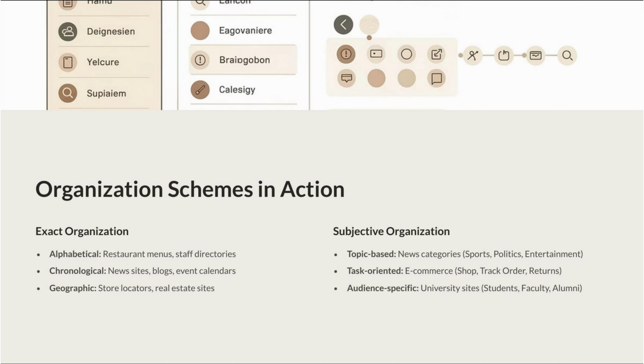Organization schemes are crucial for effective information architecture. Exact organization includes alphabetical systems like restaurant menus, chronological systems like event calendars, and geographic systems like store locators. Subjective organization involves topic-based categories, task-oriented structures in e-commerce, and audience-specific layouts on university sites. These schemes ensure users find information efficiently and intuitively.